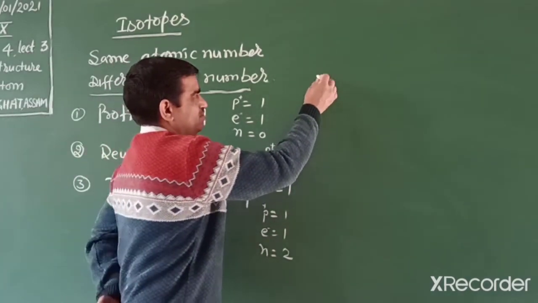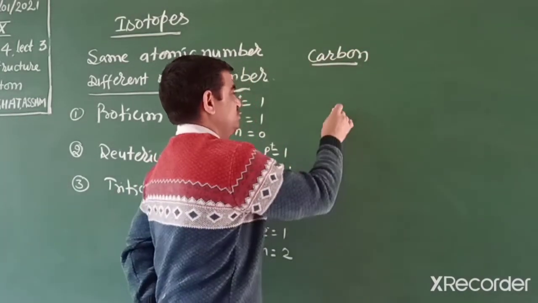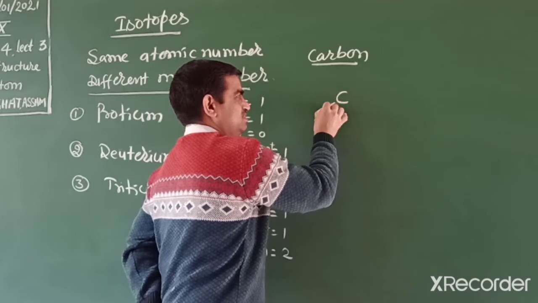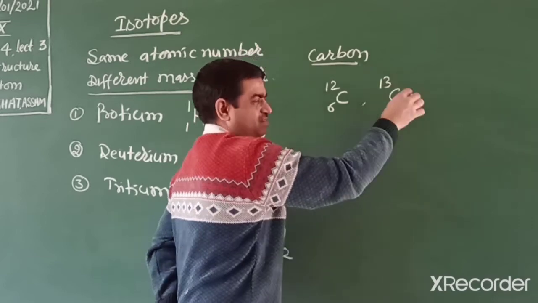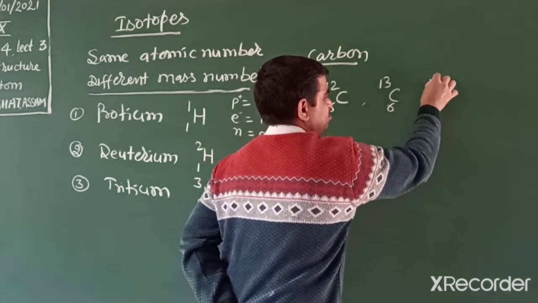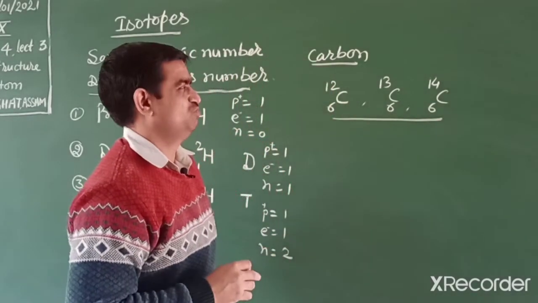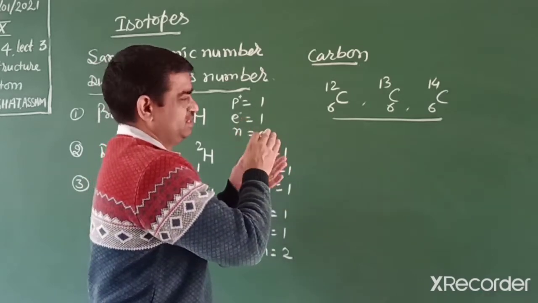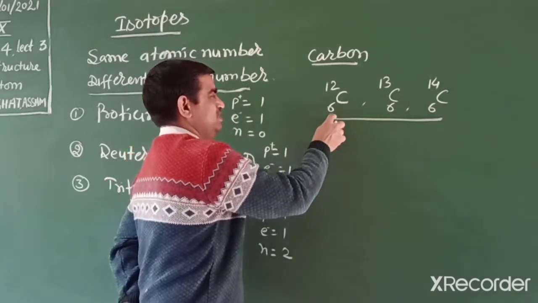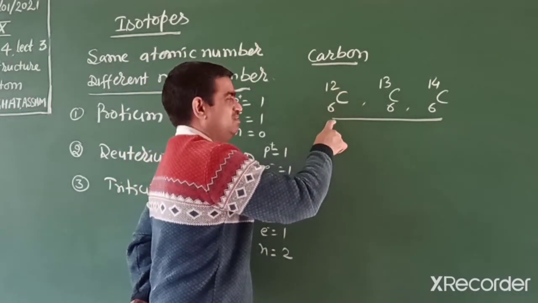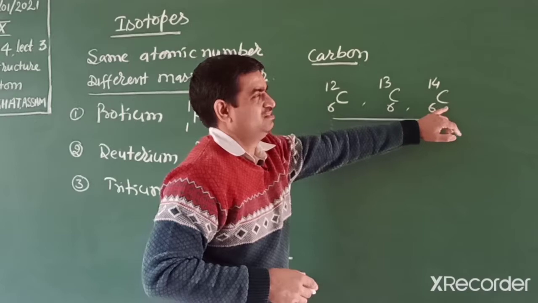Another example, carbon. Carbon has 3 isotopes. They are represented like this: C-12 (6C12), the other one C-13 (6C13), and C-14 (6C14). So these are 3 isotopes, and some books write 4 isotopes, also C-11, but normally 3 isotopes exist. Mainly carbon found in nature is highest abundant, 98%, and the others are slightly lesser, around 1%.